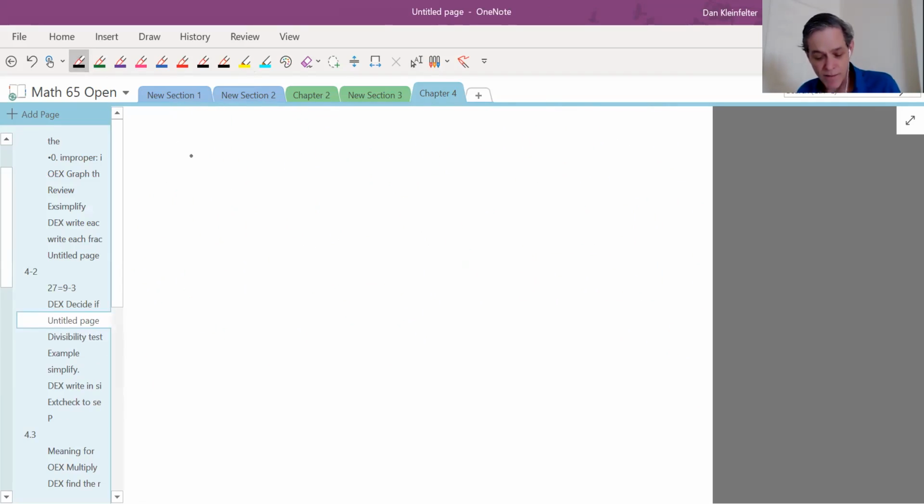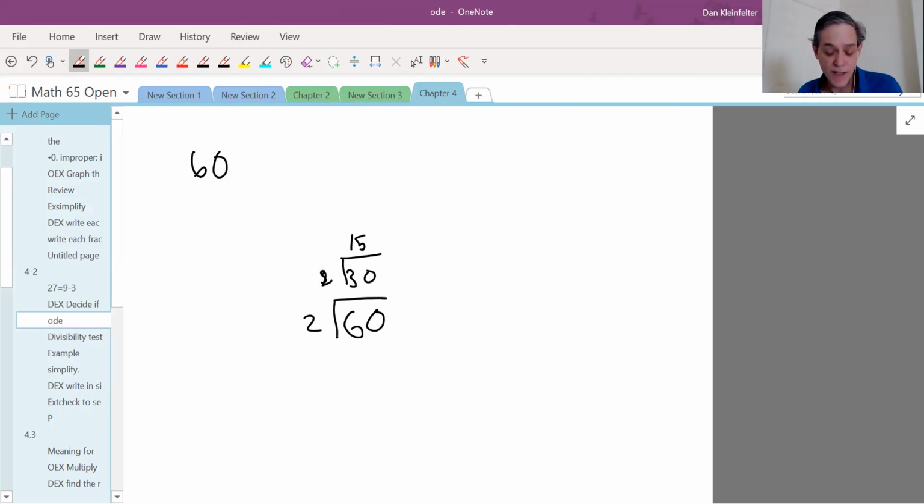Okay, we'll try that again. So let's try that with 60. Okay, so 60, you could do the tree diagram if you like, or we could try repeated division. Let's try repeated division. 2, the first prime number, 2 divides into 60 30 times. 2 divides into 30 15 times.